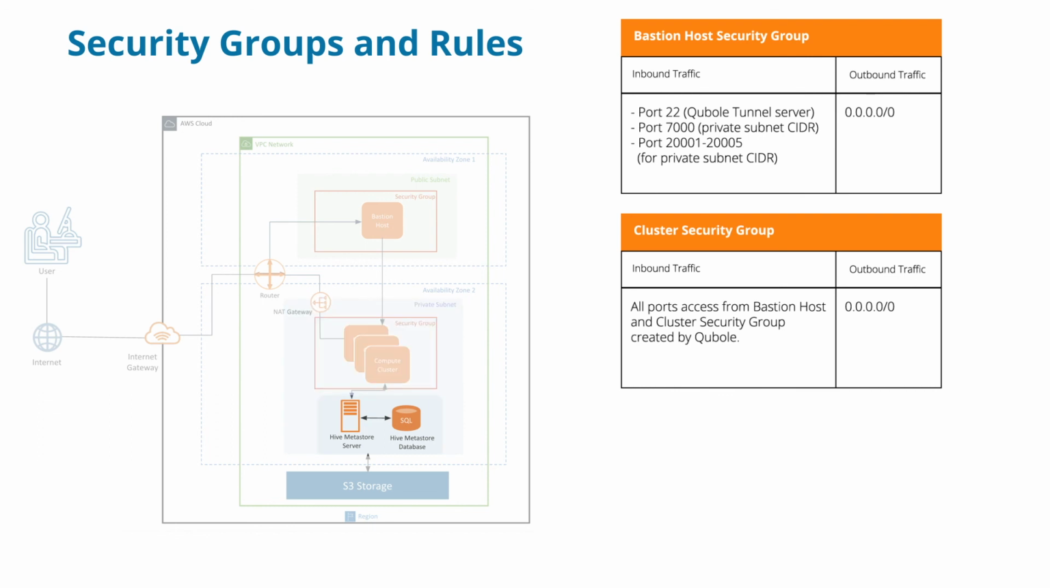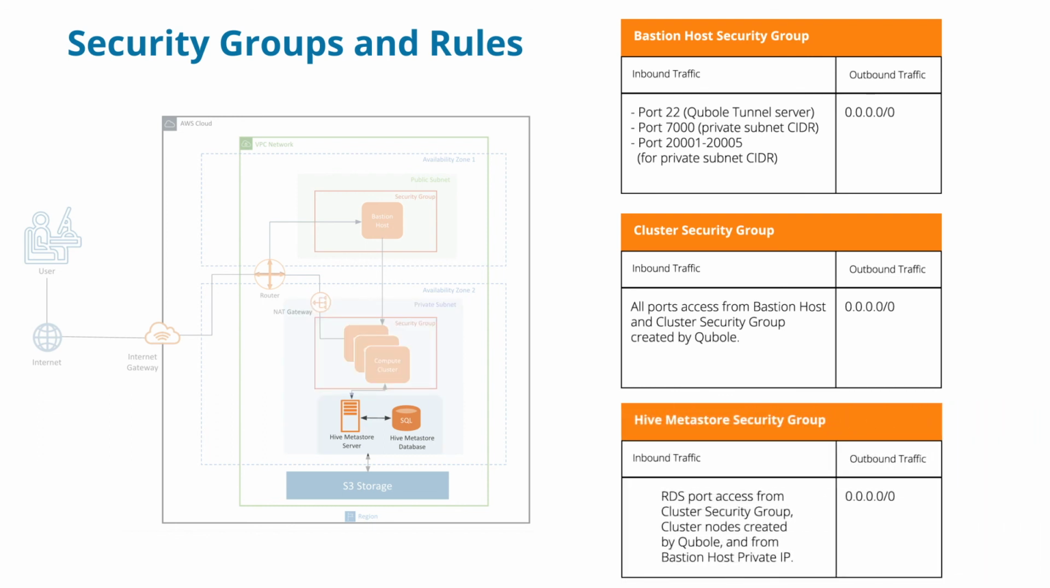In addition to the bastion host and the cluster security groups, you must also configure Hive Metastore security groups to allow RDS port access from the cluster security group, cluster nodes created by Qubole, and from the bastion host private IP. Allow outbound traffic to everywhere.